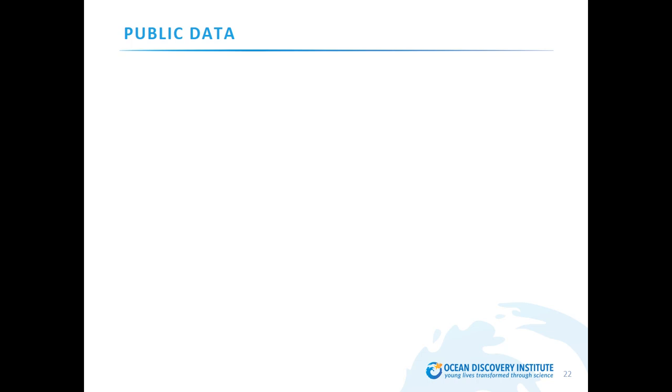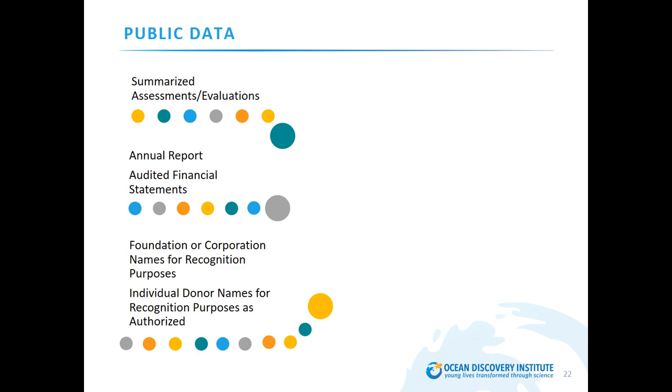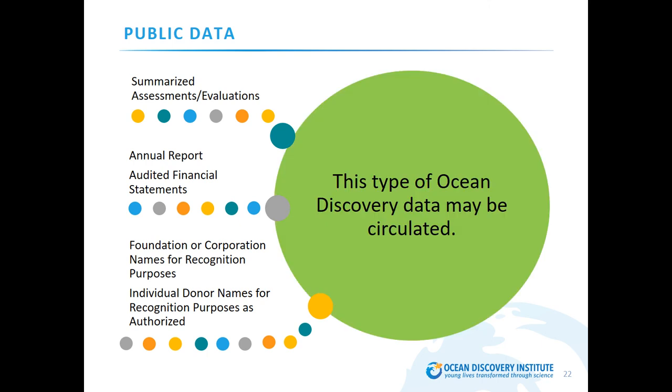Public data we commonly handle at Ocean Discovery includes summarized assessments or evaluations on the effectiveness of our programs or target population. We mass distribute our annual report and make available audited financial statements. For recognition purposes and as authorized, we will print or promote the names of our supporting foundations, corporations, or individual donors. These types of data Ocean Discovery may openly and freely circulate.